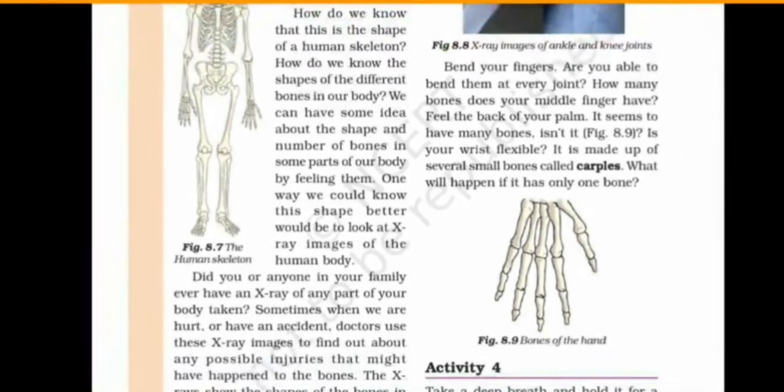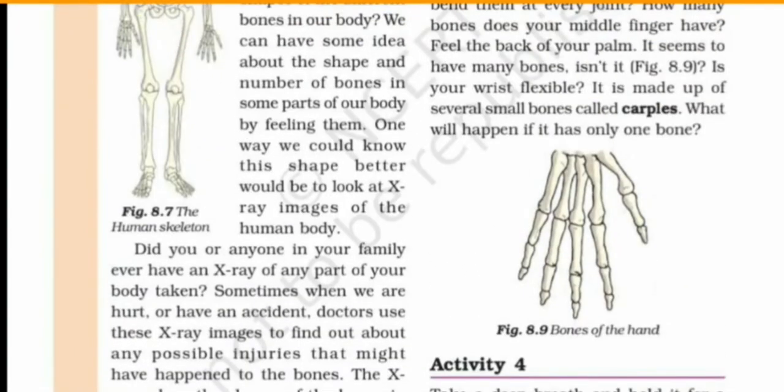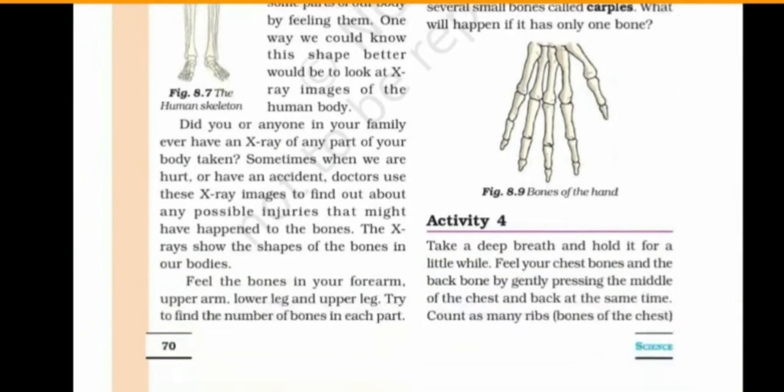And what will happen if it is only one bone? Will you be able to bend your fingers? Will you be able to take some things in your hand and will you be able to write with your hands? No, because of these small bones and flexibility, you will be able to do your work properly. You can hold things, you can write, you can do so many works with the help of your fingers, and you can eat also properly. So this is the structure of the hands, and there are 27 bones located in your hands.